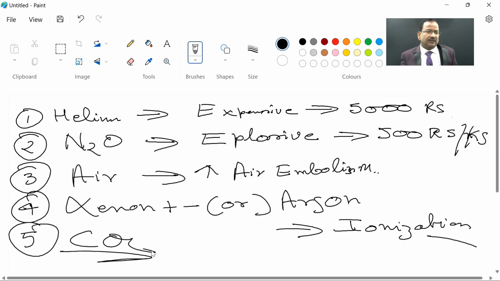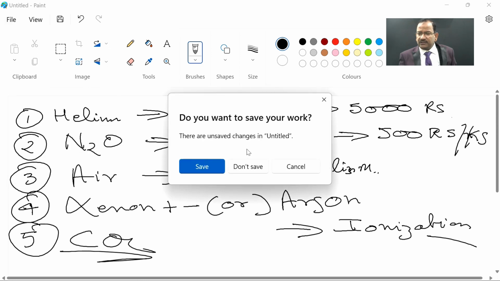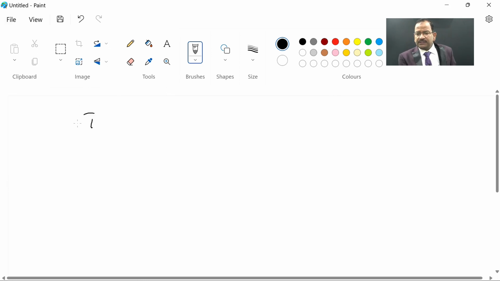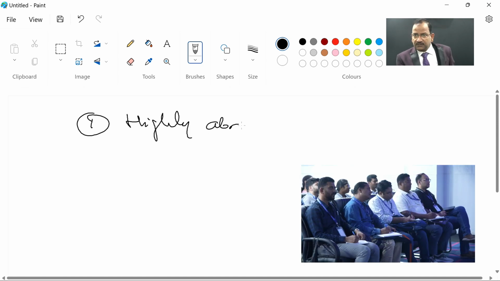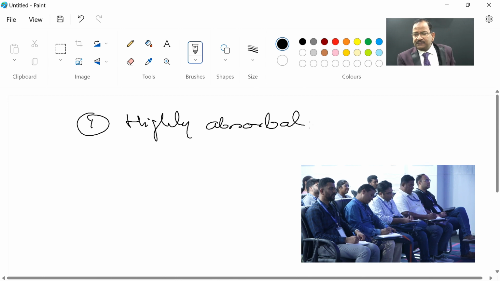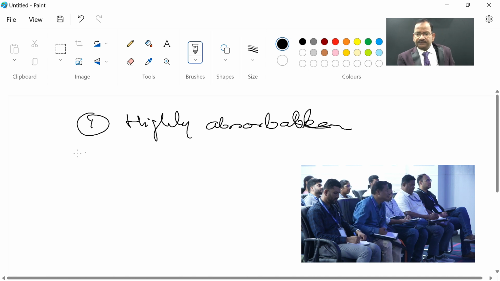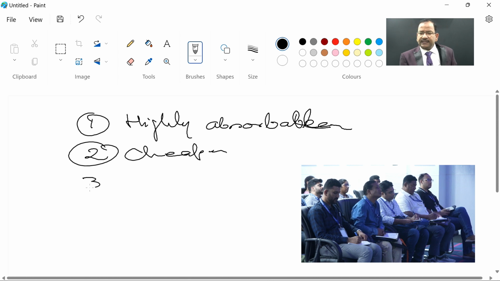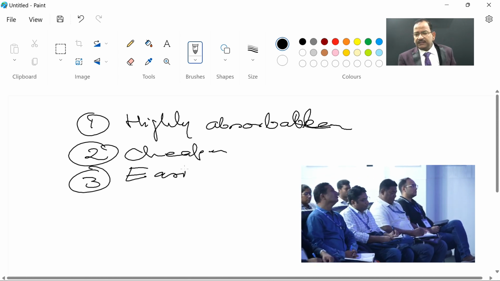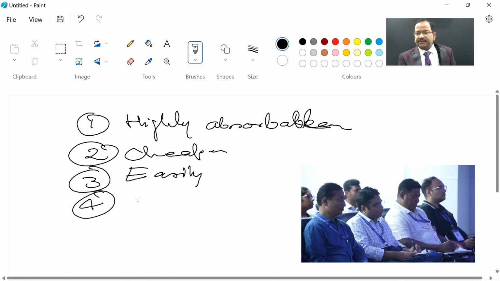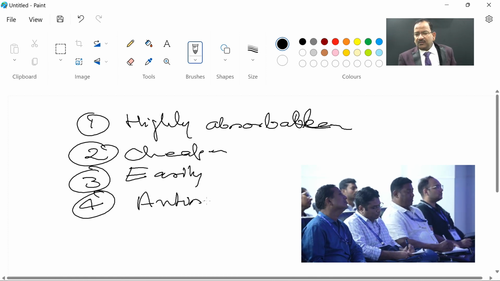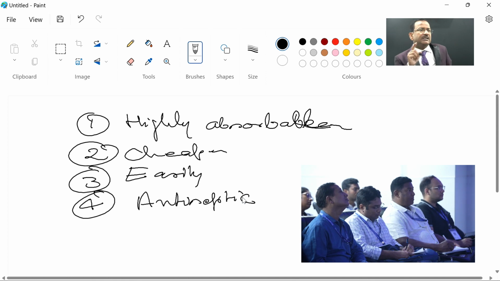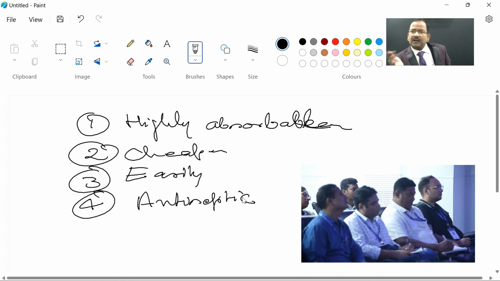You know why? What are the advantages of CO2? First advantage, highly absorbable, so very less chance of air embolism. Second is cheaper. Third is easily available. Fourth is antiseptic. Why antiseptic? Because once it mixes with the peritoneal fluid, it forms carbonic acid.